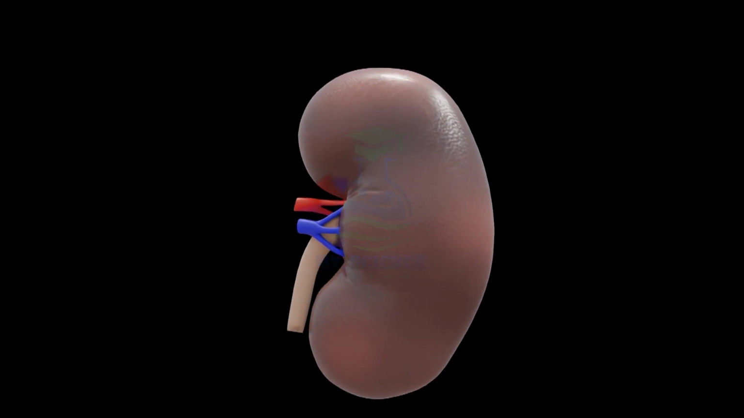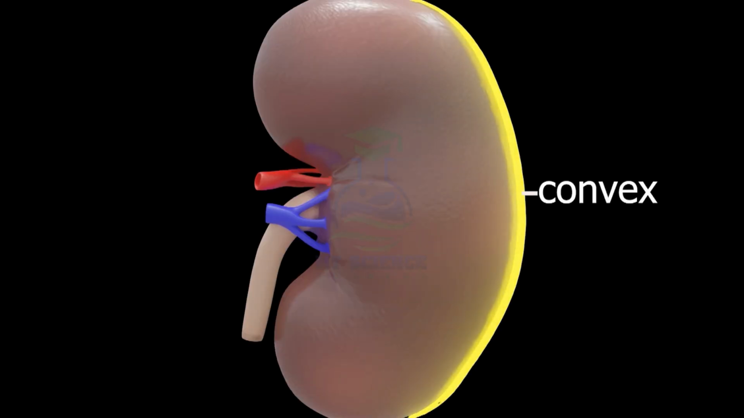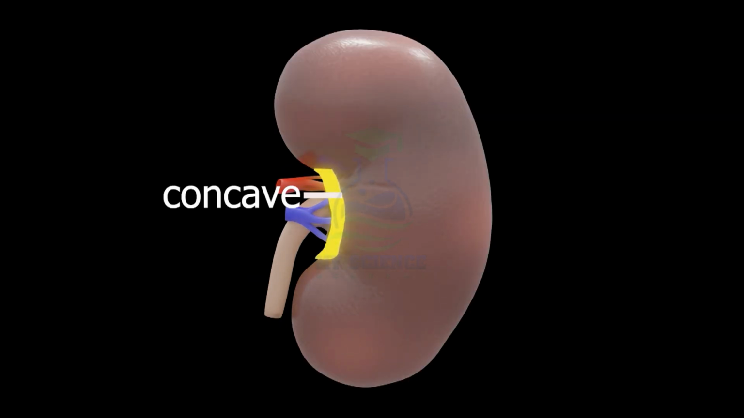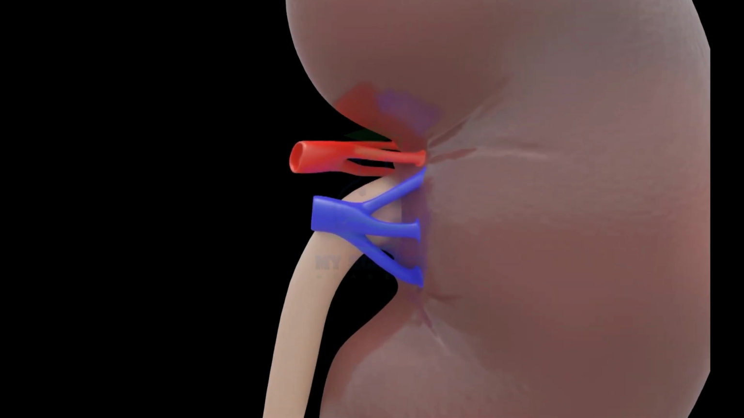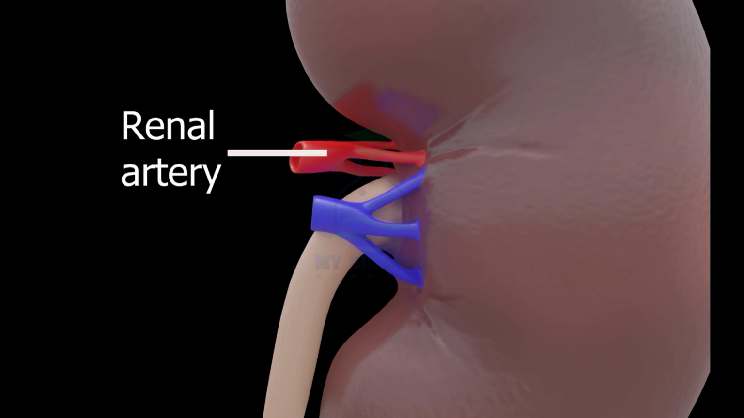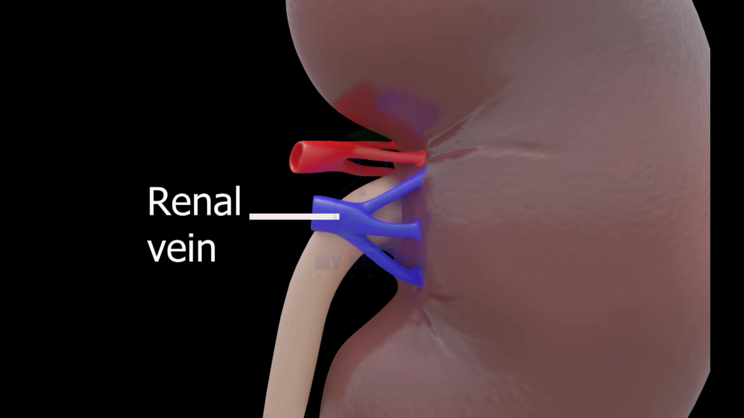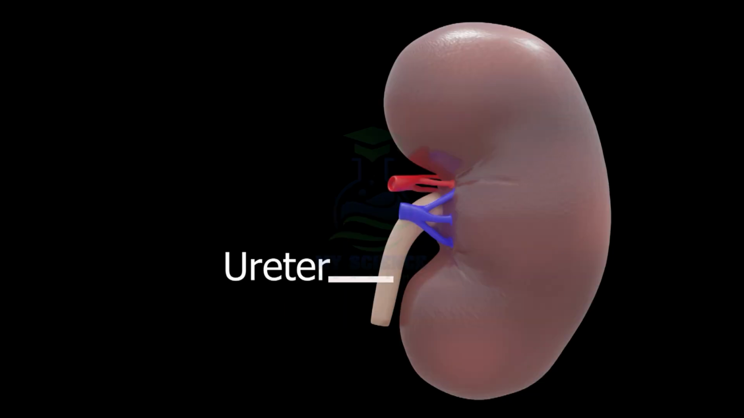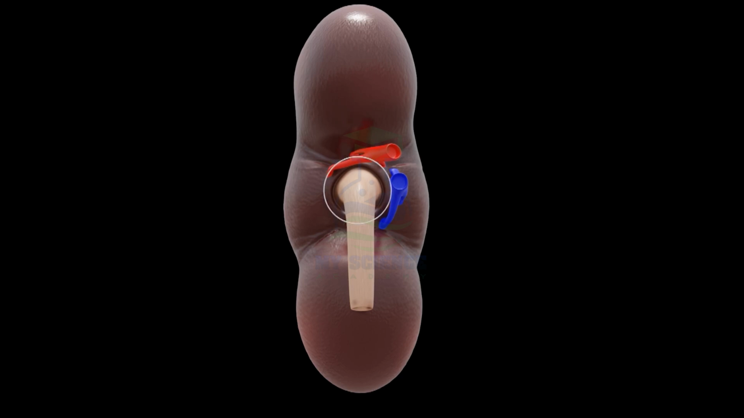The smooth or convex side of the kidney is present outward, while the concave or medial side faces the vertebral column. It is on this medial side that the renal artery enters the kidney, while the renal vein exits the kidney. And this is the point where the ureter begins. On this medial side, an indented region is present that is known as the renal hilum or hilus.